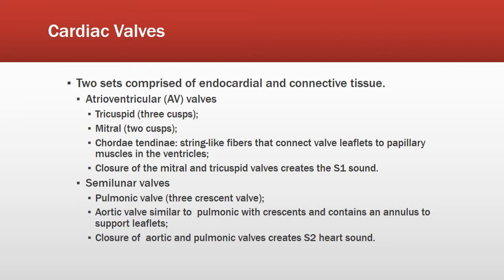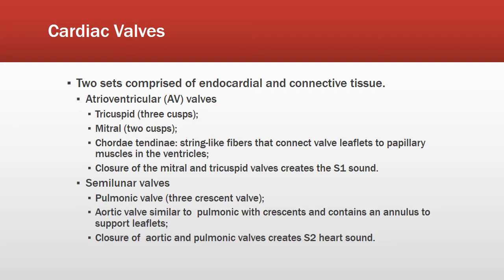originating at the coronary arteries just distal to the aortic valve. This valve is similar to the pulmonic valve with crescent-shaped cusps. The thick annulus is a ring-shaped structure at the base of the valve, and it supports the valve's leaflets, anchoring the valve to the aorta. The closure of the aortic and pulmonic valves create that S2 sound, or the dub.